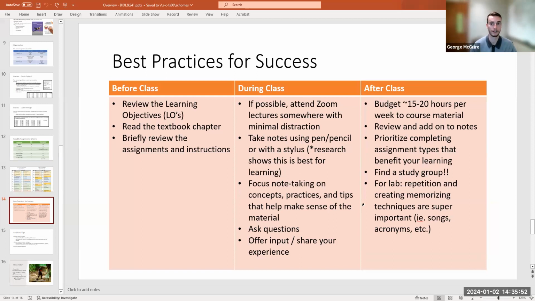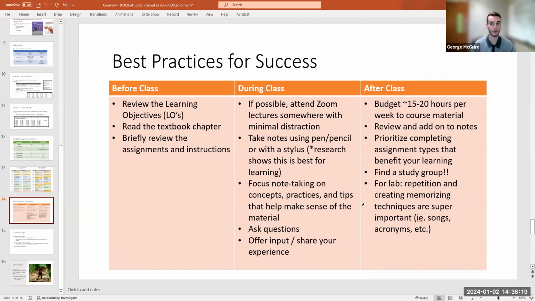Okay. During class, if possible, try to attend Zoom somewhere where there's going to be minimal distraction. I know that's not possible for everybody. Some people are going to have to join Zoom on campus, or you have a lot of family at home or wherever you are. But if possible, try to reduce the possible distractions around you as much as you can. Putting your phone on silent, putting it upside down somewhere, right?